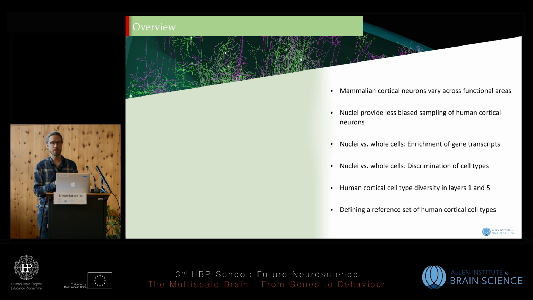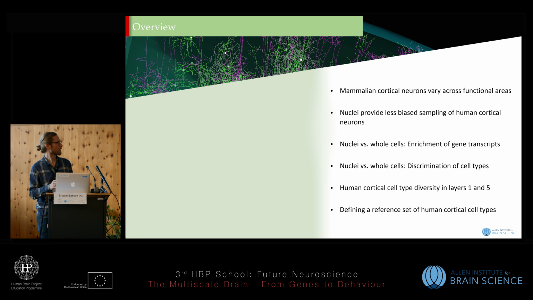And given that we're sampling just a subset of those genes in the nucleus, does that change our ability to discriminate different cell types on the basis of their transcriptional profile? And so I'll talk about that in this next section. And then hopefully I'll convince you that there's enough information in the nucleus to actually do this and get good enough information to profile in humans.